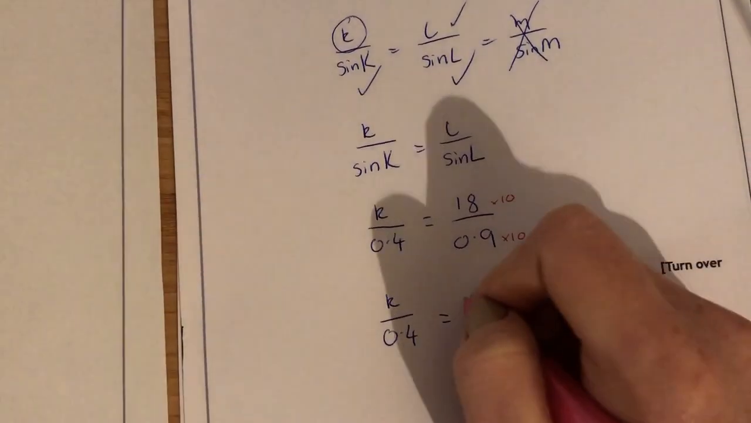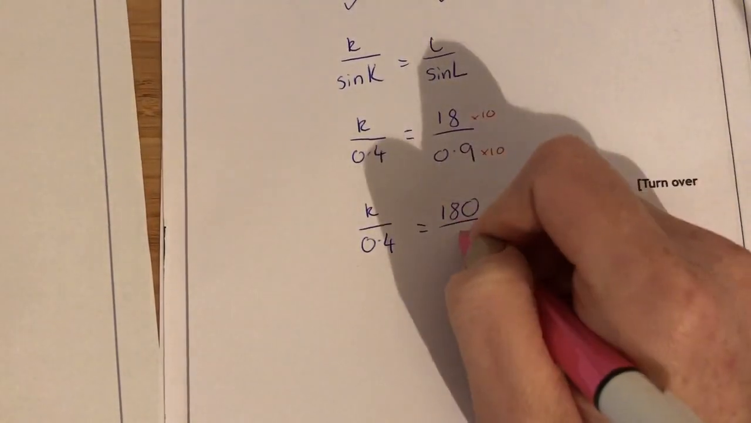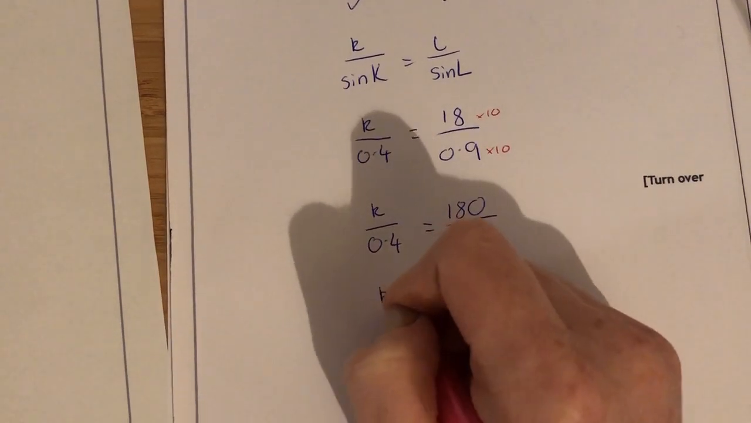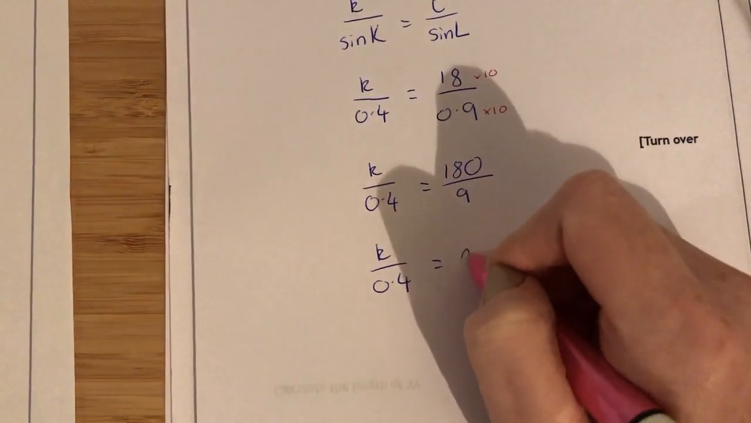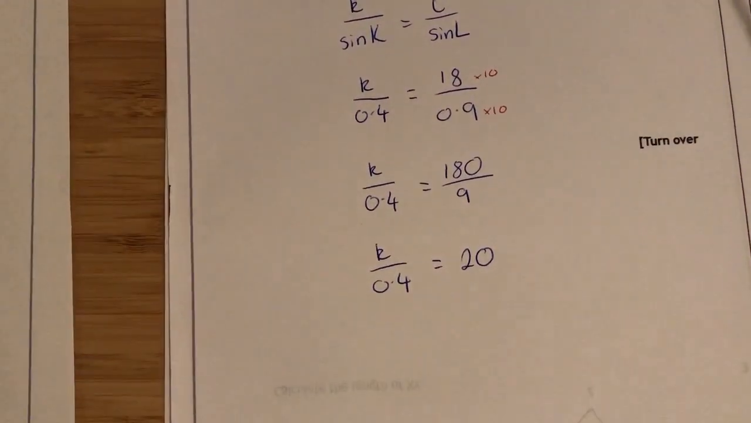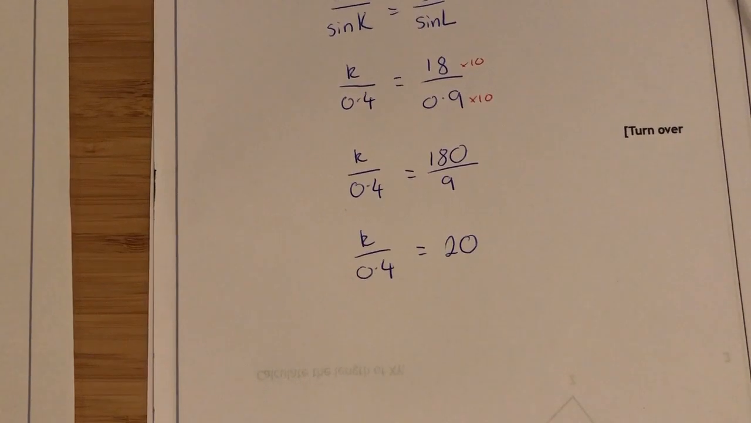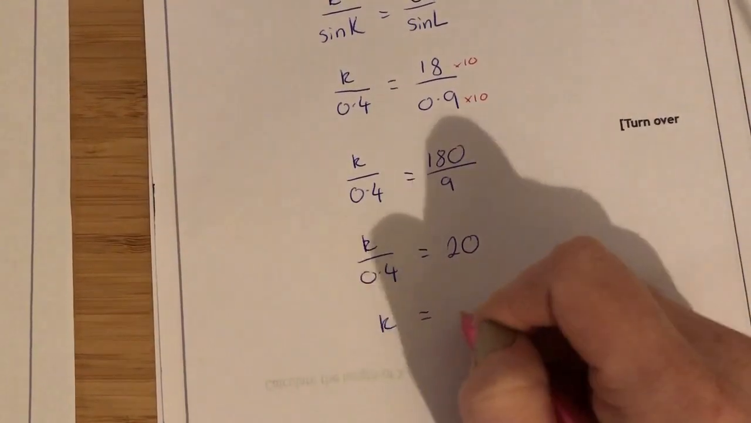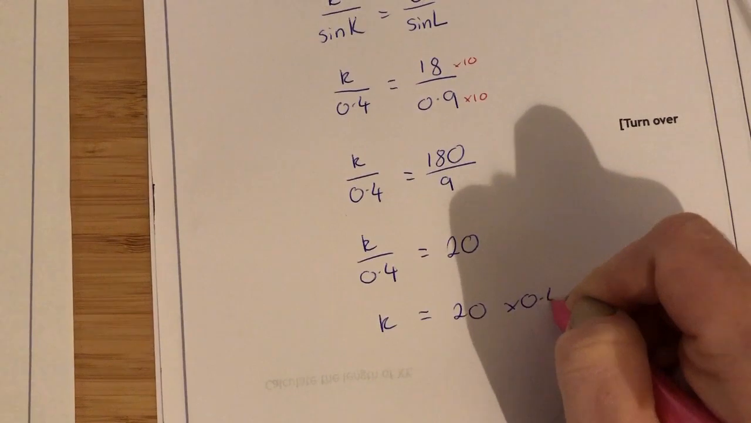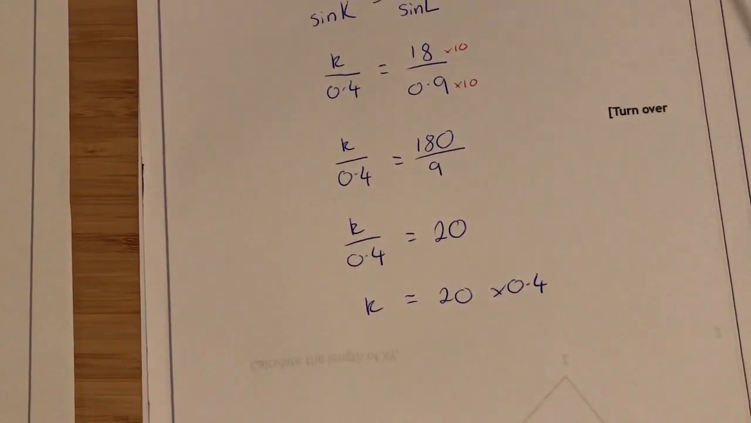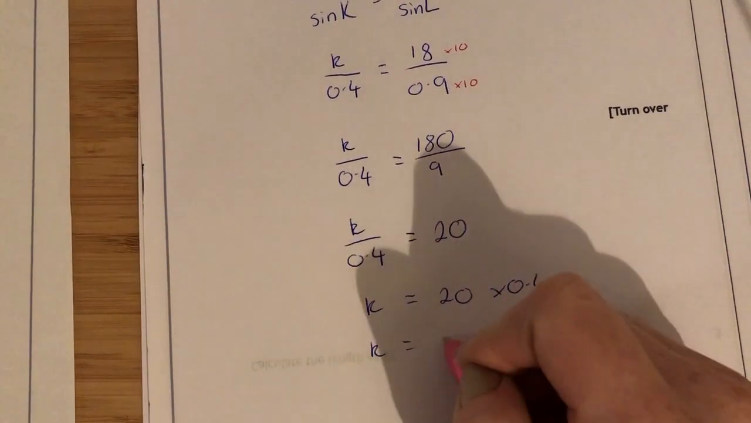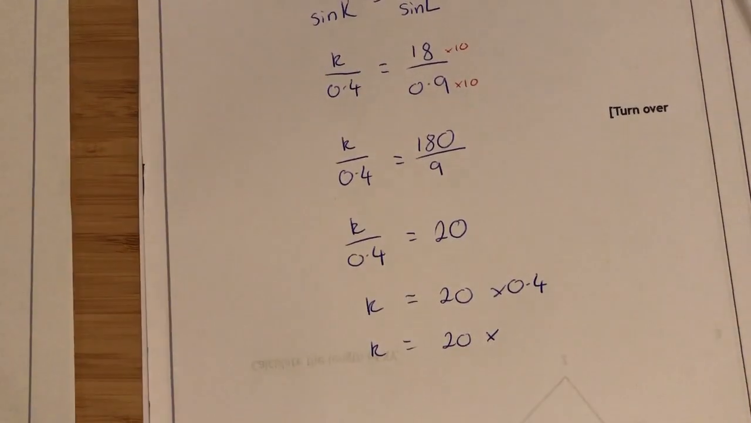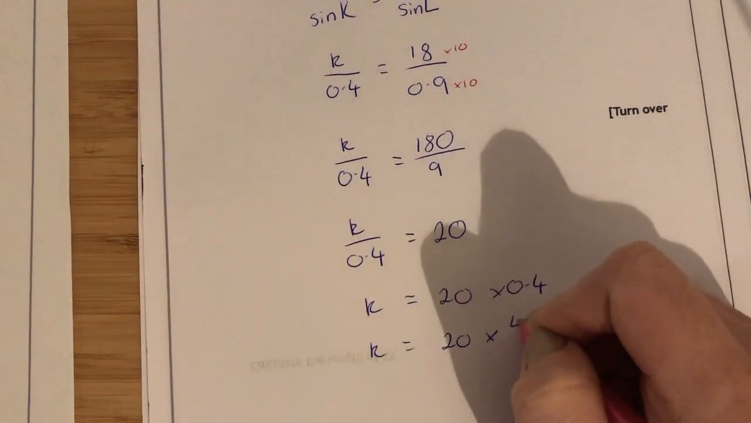We can rewrite this as 180 over 9, and now we can actually do that division, so K over 0.4 equals, 9 goes into 18 two times, 9 goes into 0. So we've got K over 0.4 equals 20. So that means K equals 20 times 0.4. I've taken that over. Now, different ways you could do this. You can just do the multiplication if you want to do with decimal. I actually would probably prefer to change that decimal into a fraction. So 0.4 you could write as 4/10.